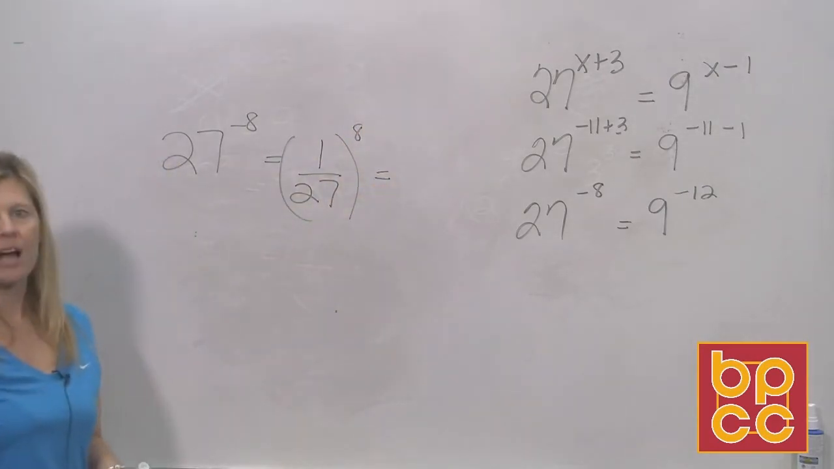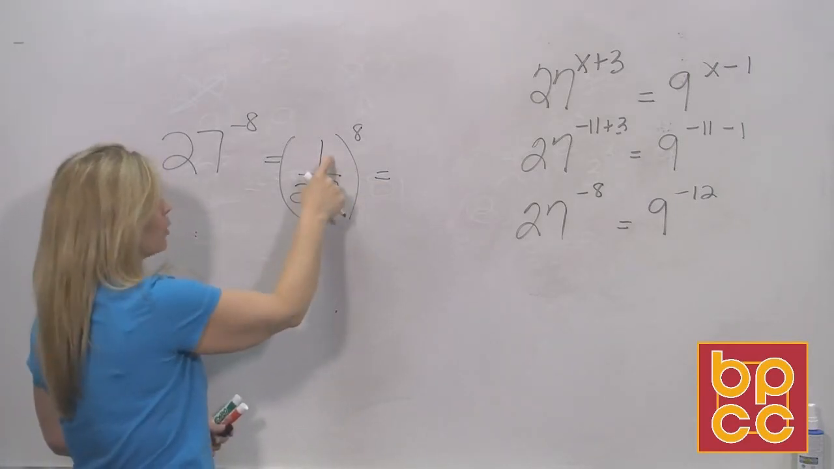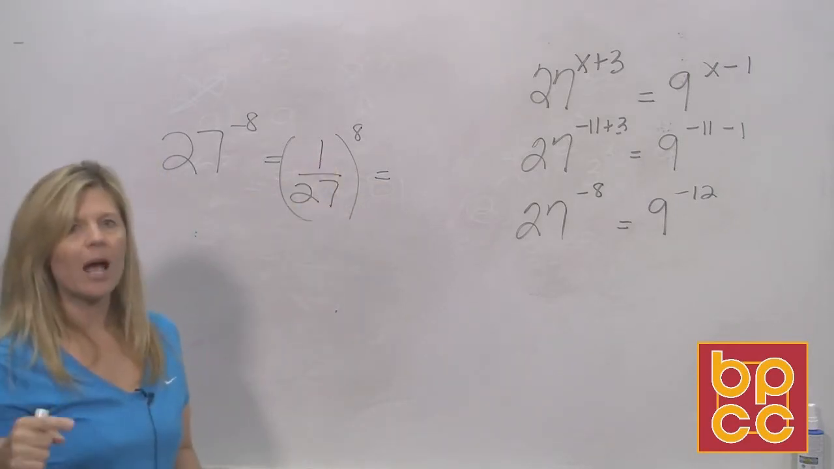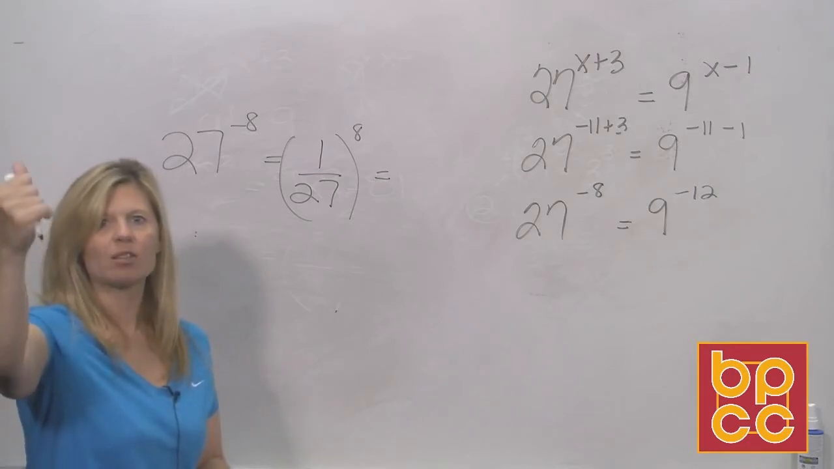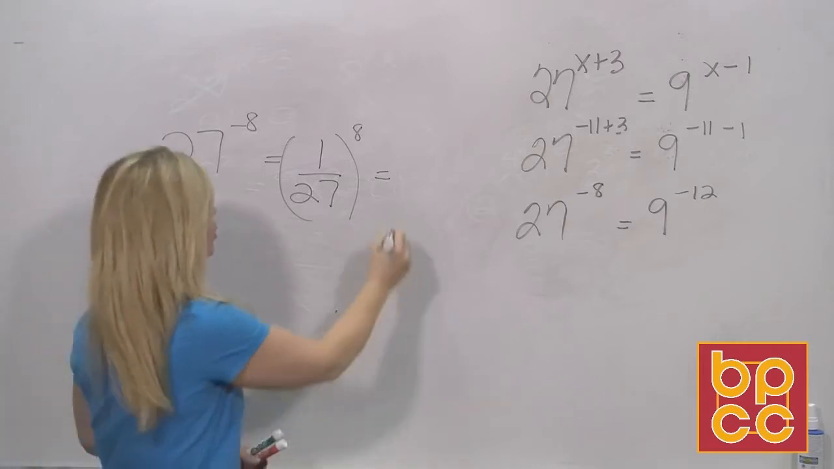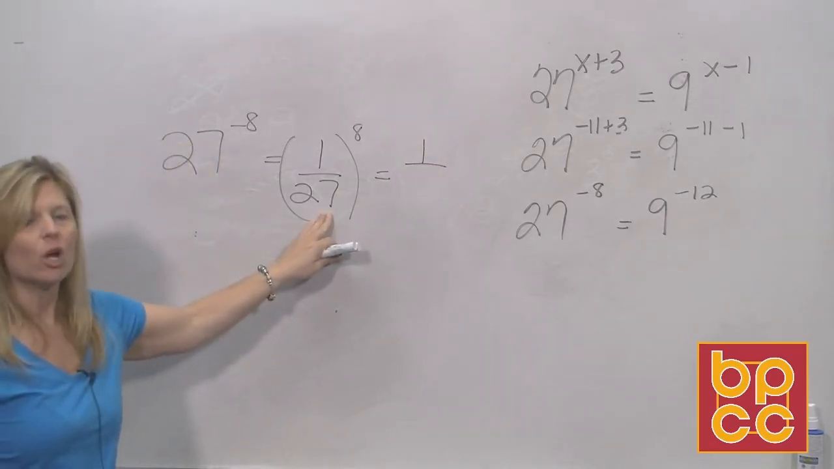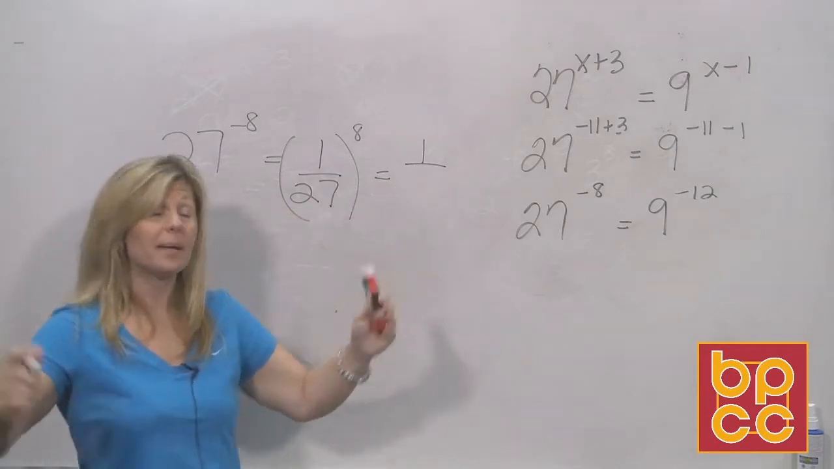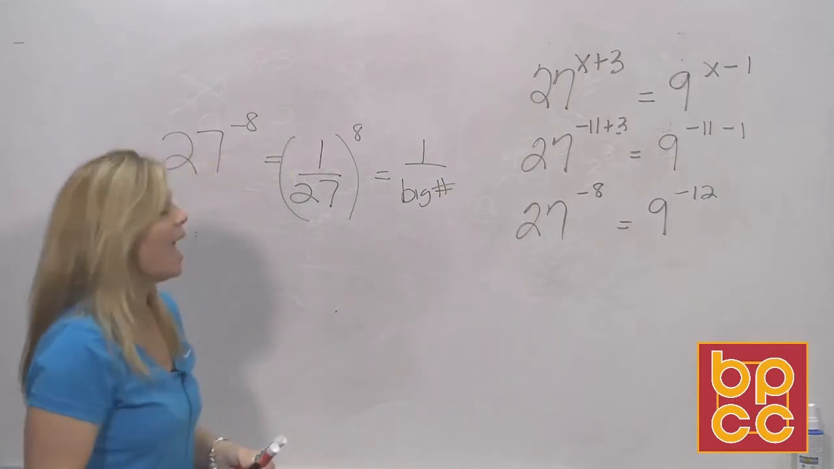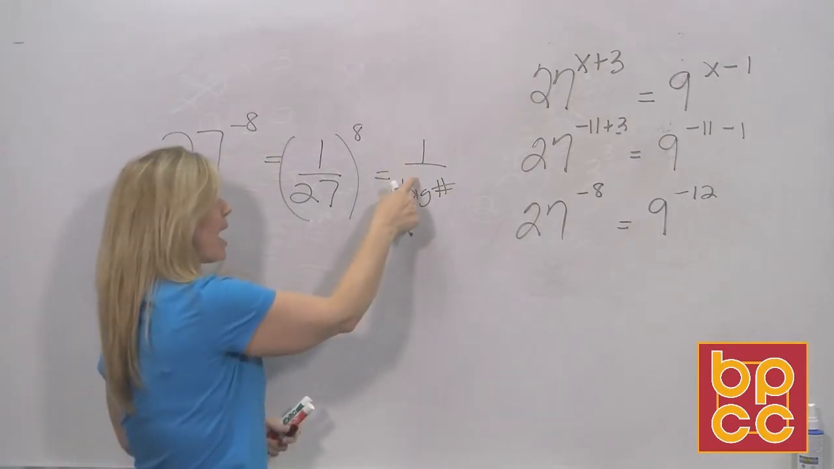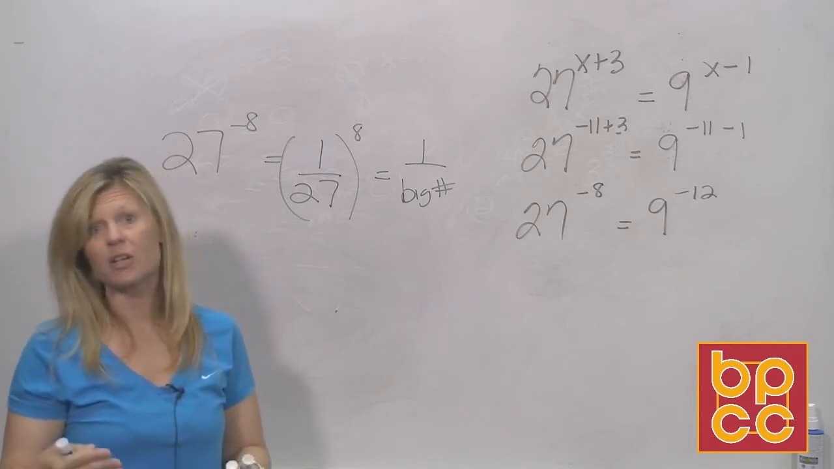Well, we know how to multiply fractions. Top times top, bottom times bottom. Well, the top is easy. If you multiply 1 eight times, 1 times 1 times 1 times 1 times 1 times 1 times 1 times 1, you're going to get a 1. But if you multiply 27 eight times, do you agree you're going to get a really big number? And if you take 1 and divide it by a really big number, the value of your answer is going to be very, very small.